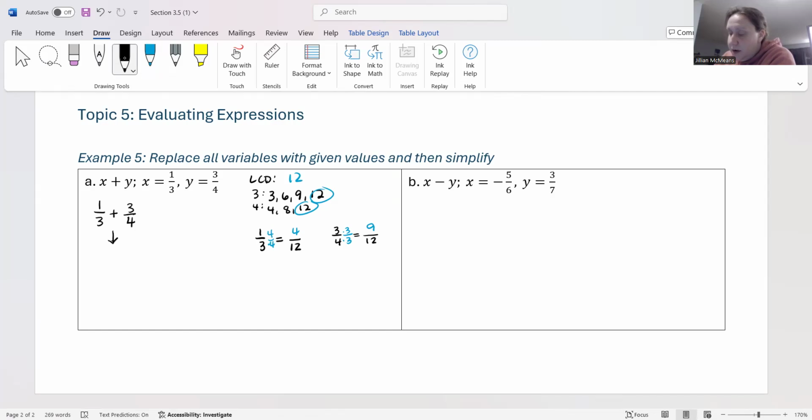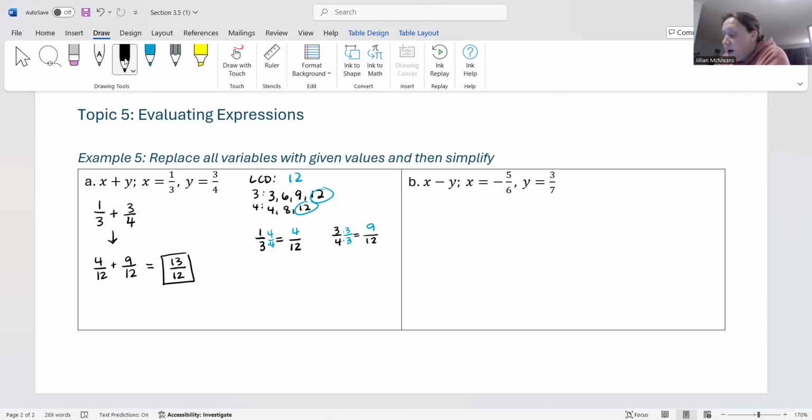So if we go here and rewrite this problem, we know 1/3 is equivalent to 4/12. 3/4 is equivalent to 9/12. So now I have two fractions that are equivalent to what we started with, but they have a common denominator. And as long as we have common denominators, we can add or subtract the numerators, in this case add. So 9 plus 4 is 13, and then I just keep the common denominator. So I get 13/12. A common question is, do you write this as an improper fraction or a mixed number? Either is fine. I would just leave it like this, okay?